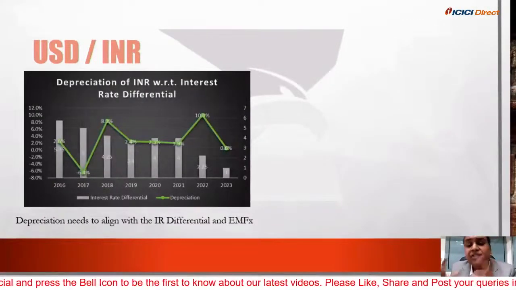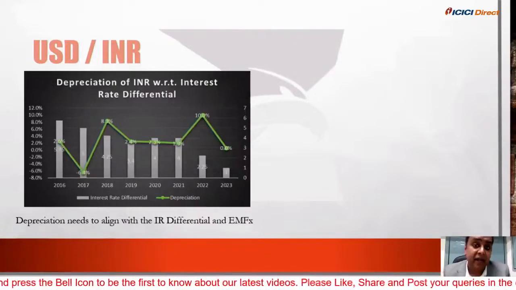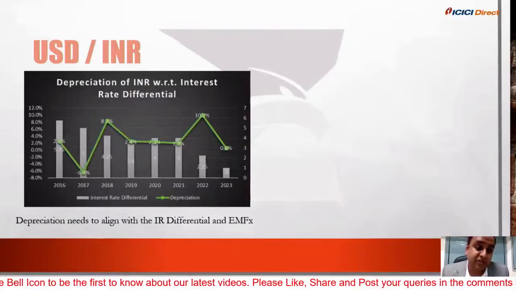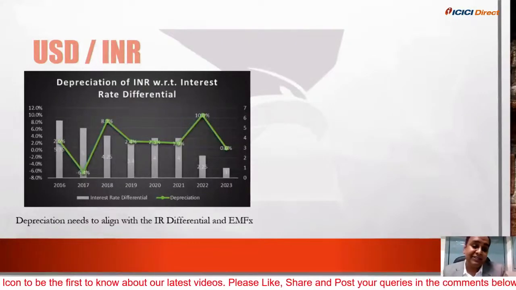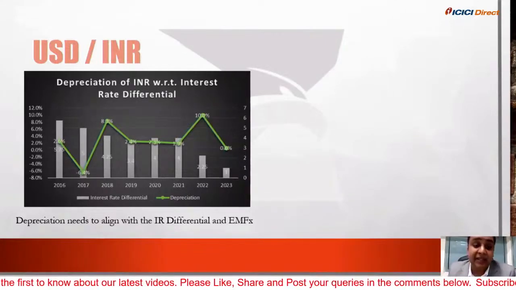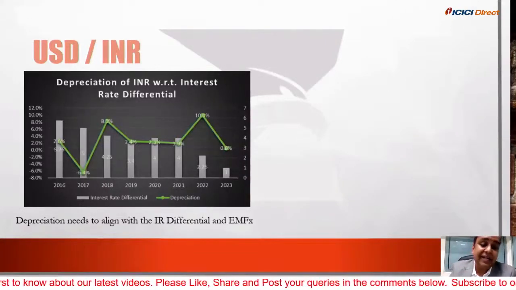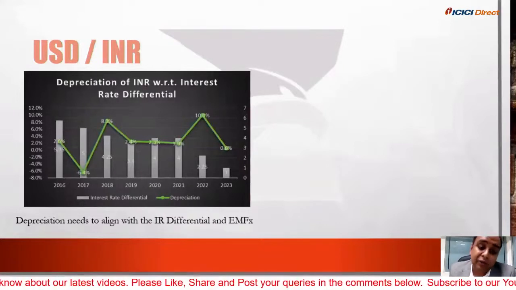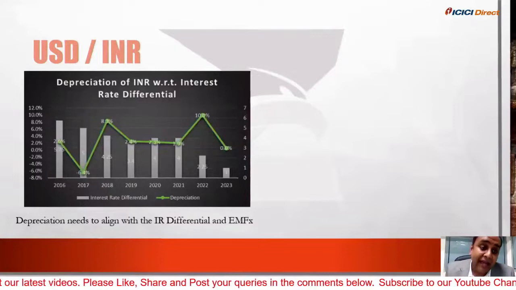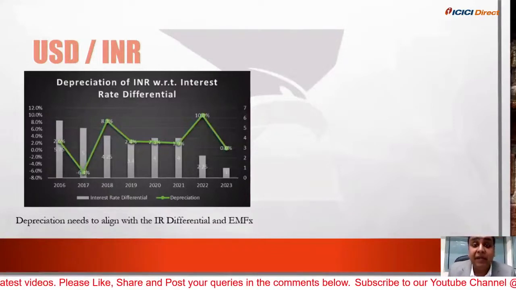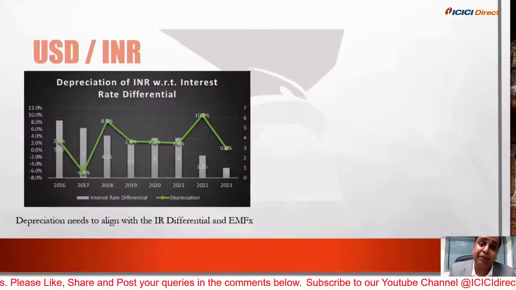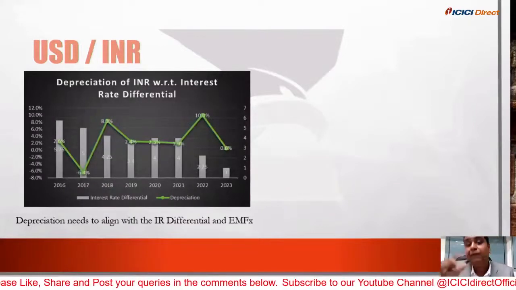What we have to look at is something called how much depreciation should be there. What is the theoretical value of my rupee today in terms of this depreciation? We've drawn a chart from 2016 to 2023. The interest rate differentials are the bars in that. We had an interest rate differential of roughly around 3 to 4% between US and India in this entire period, and an average depreciation of around 2.8 to 3% in the same period.